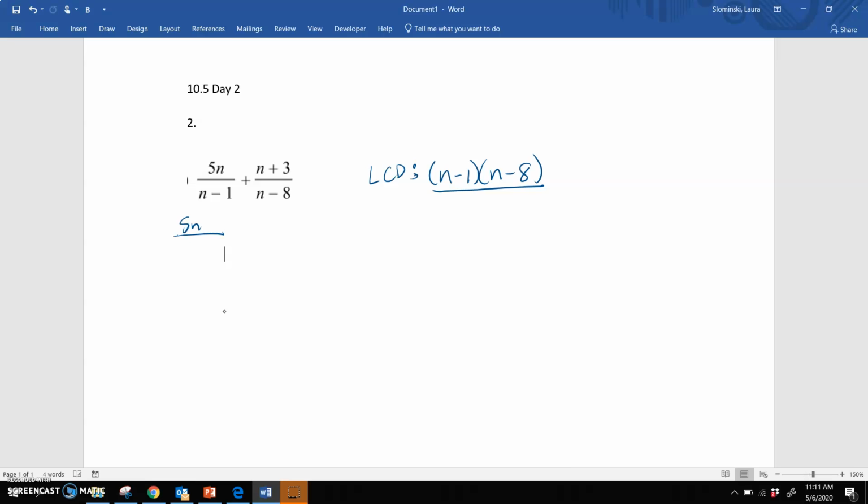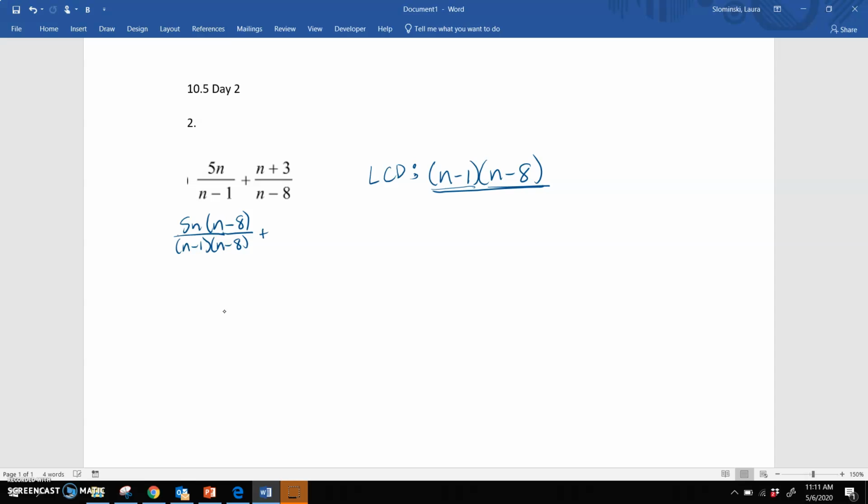So in order for me to get the n minus 1 to be n minus 1 times n minus 8, I need to multiply the bottom of the fraction by n minus 8. And I'm allowed to do that as long as I also multiply the top by n minus 8. Because if I multiply by n minus 8 divided by n minus 8, I have virtually just multiplied by 1.